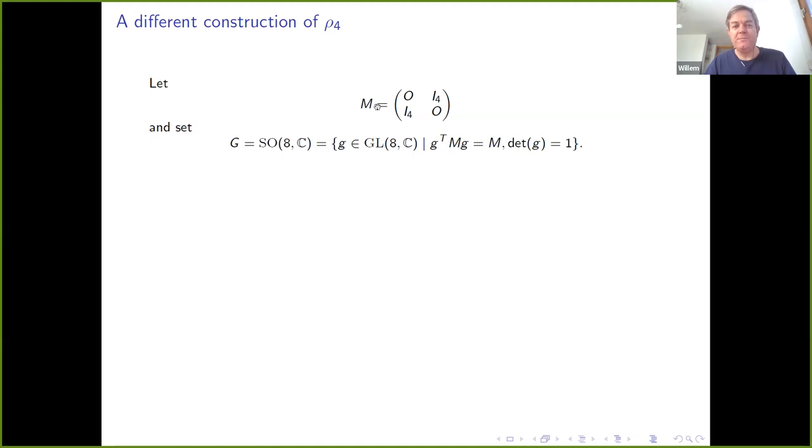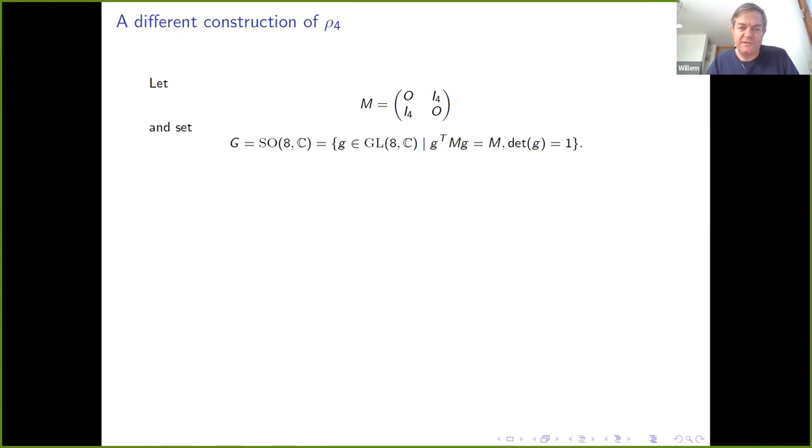You take this matrix M, which is an 8x8 matrix, which has a 4x4 identity matrix here and a 4x4 identity matrix here, and we take the corresponding orthogonal group, SO8, which consists of these matrices. And why do we take this M? Well, that's because it makes computations, which I will not do here, easier than for another M. This is a convenient M to work with, just for that reason.